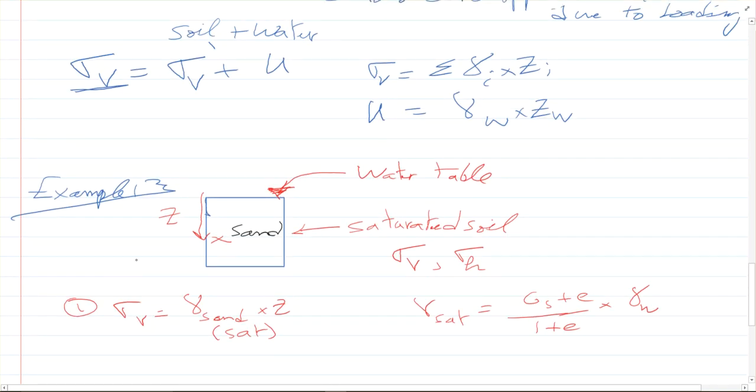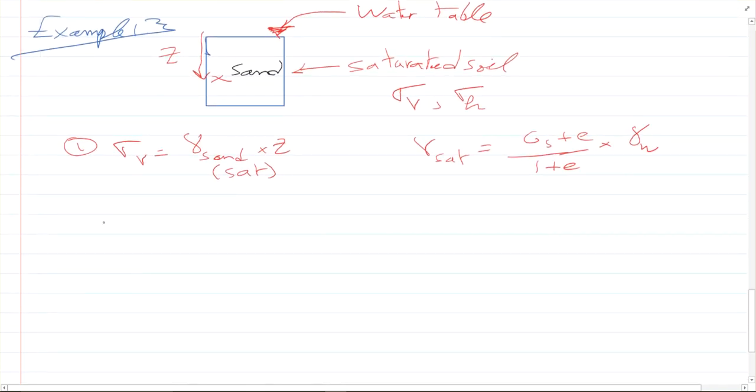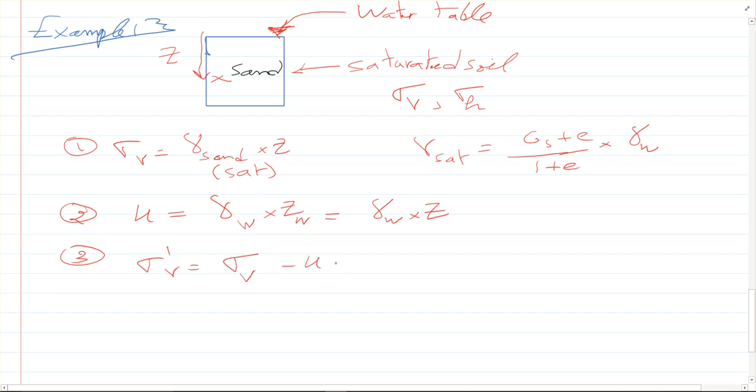Step number 2 is finding the pore water pressure, U, which is the unit weight of water times Z water, which is the height of water above the point of interest. So if the water table is right here, the point of interest is right here, so Z is the height of water above the point of interest. It's going to be gamma water times Z. Step 3, I want the effective vertical stress, which is total stress minus the pore water pressure, which is gamma sand times Z minus gamma water times Z.